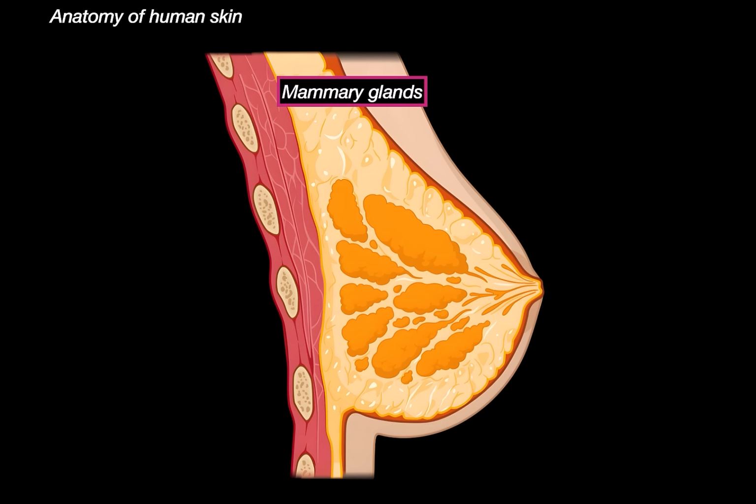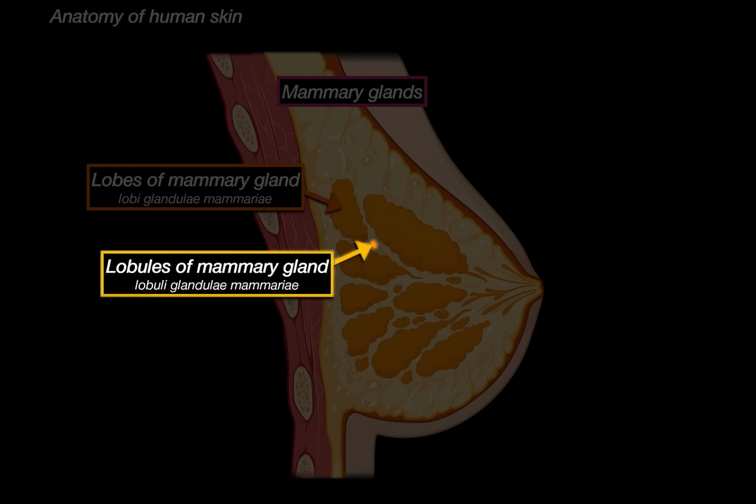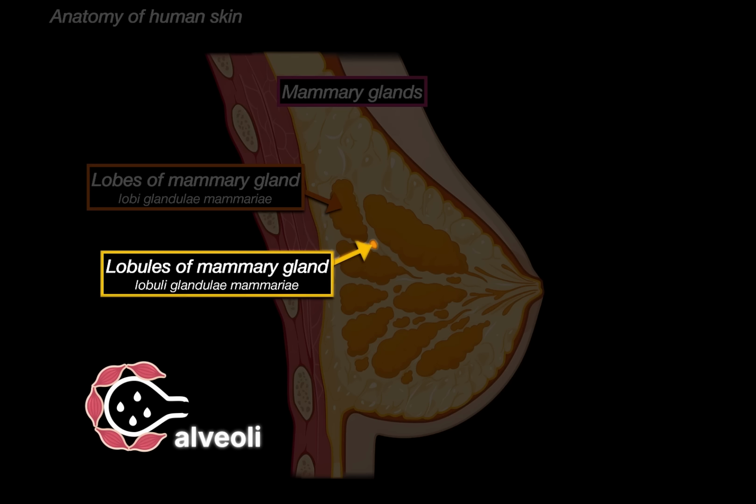Deep to this surface, the mammary gland itself is arranged into lobes and lobules embedded in a background of fat. In a typical adult breast, there are about 15 to 20 lobes of glandular tissue. Each lobe is made up of many smaller lobules, and each lobule contains clusters of secretory units called alveoli. The epithelial cells in the alveoli are the ones that actually produce the milk during lactation. Around them sit myoepithelial cells that can contract and help squeeze the milk out.